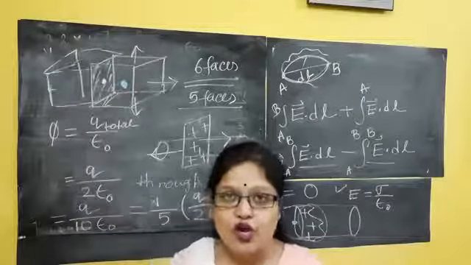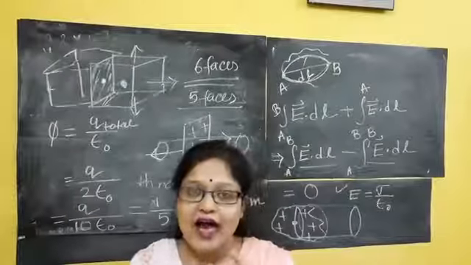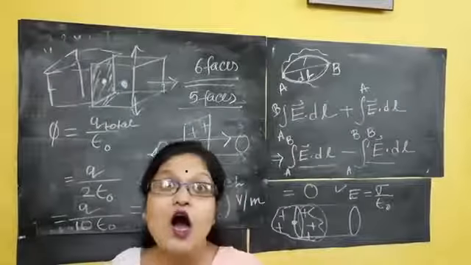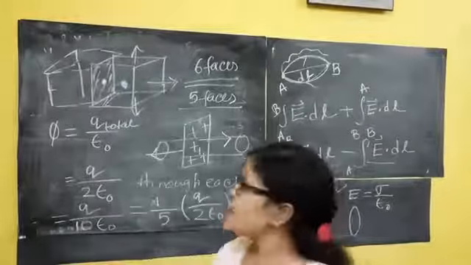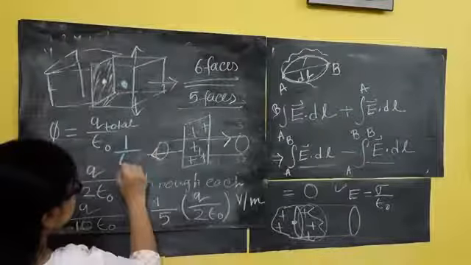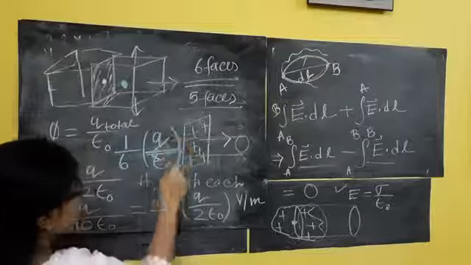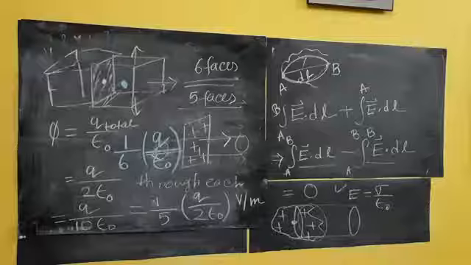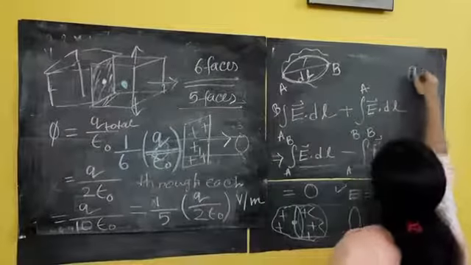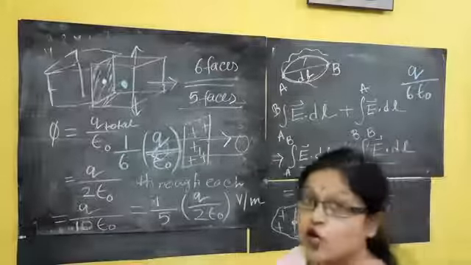That will influence only. So if in a cube at the center you are having only one influential charge, what will be the flux? How many faces? 6 faces. So flux will be 1/6 of Q by epsilon 0, that is equal to Q by 6 epsilon 0. Q formula, don't skip.